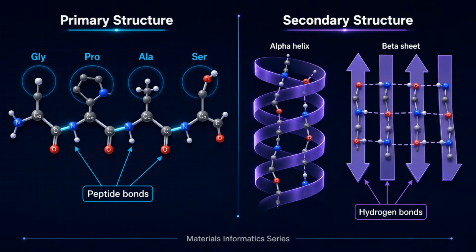Let's look more closely at primary and secondary structures. In primary structure, amino acids are connected by peptide bonds in a linear chain. The sequence determines everything about the protein's function. Secondary structures are the first level of 3D organization. Alpha helices are right-handed coils stabilized by hydrogen bonds between amino acids 4 residues apart. Beta sheets are formed by extended strands connected side by side through hydrogen bonding, creating a planar structure.